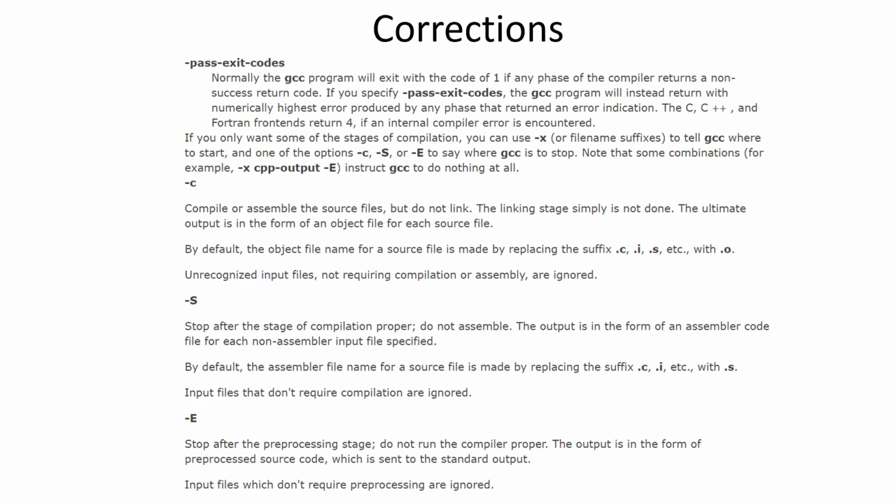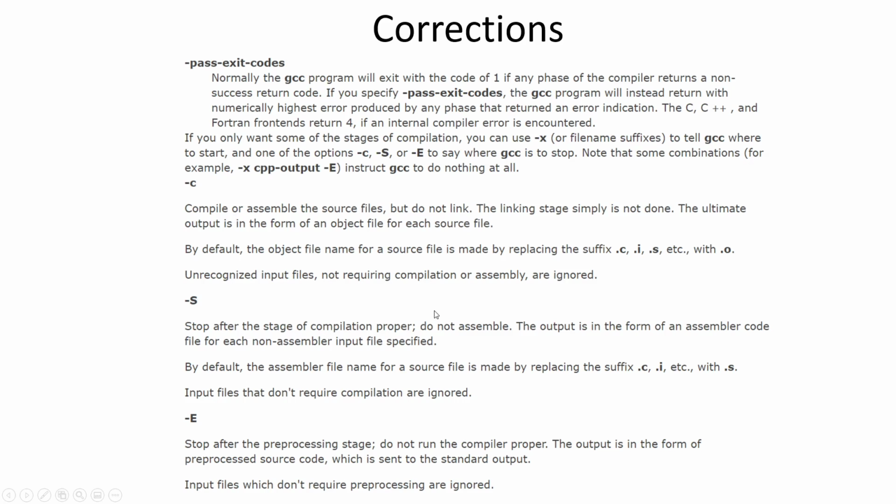on a real screen. But yeah, the codes that stop the compiler before it finishes are known as pass exit codes. And the -c compiles the source files but does not link. The -S stops after the compilation proper but doesn't do the assembler. So this is the one that gives us the assembly code. And -E will stop right after preprocessing.